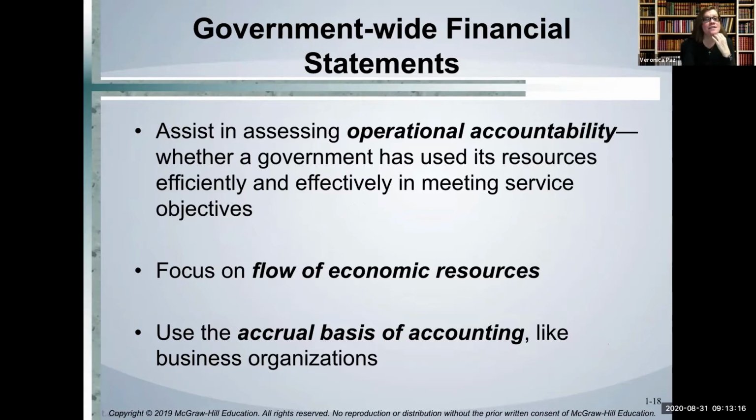So basically that's to assist in assessing, try to say that fast five times, operational accountability, whether a government has used its resources efficiently and effectively in meeting the service obligations. And it focuses on the flow of economic resources, and it uses an accrual basis of accounting. Remember that.